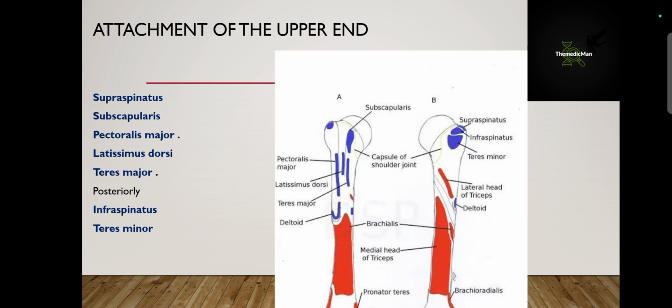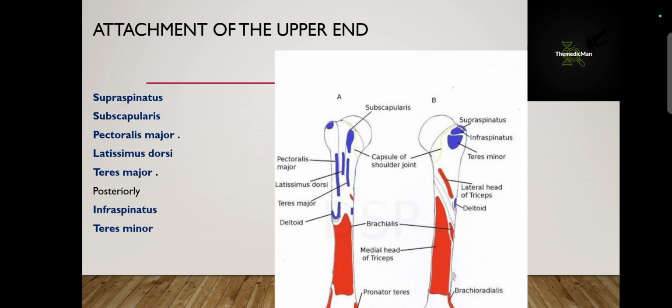Then there is the presence of pectoralis major. Pectoralis major generally originates from the costal cartilage of ribs 1 to 6 and the anterior surface of the sternum, and it gets inserted on the lateral lip of the intertubercular sulcus. We have seen that the intertubercular sulcus has two lips, the lateral lip and the medial lip, and on the lateral lip the pectoralis major gets inserted.